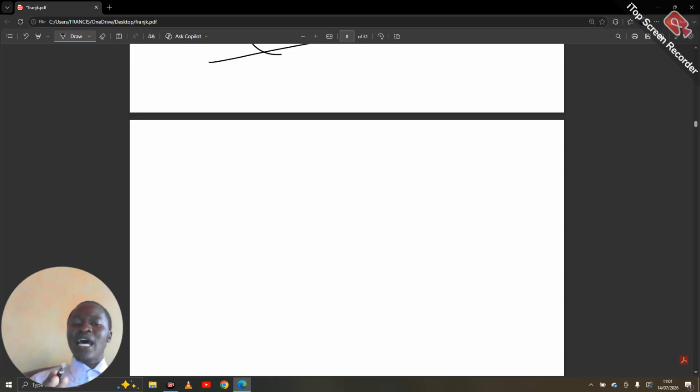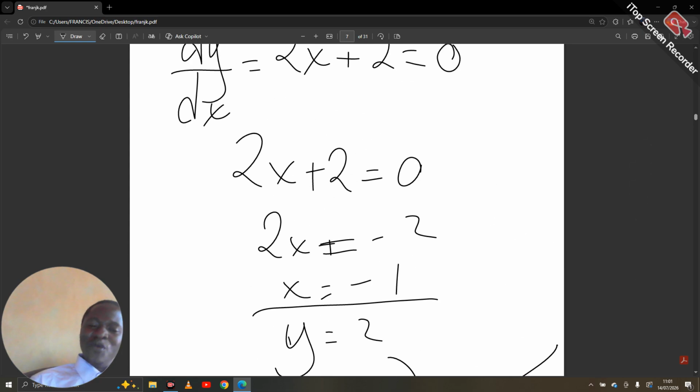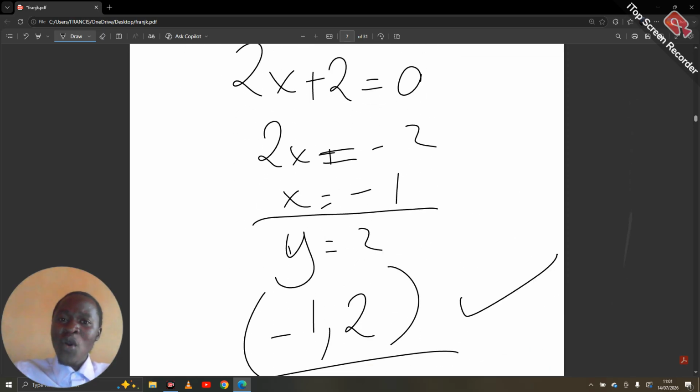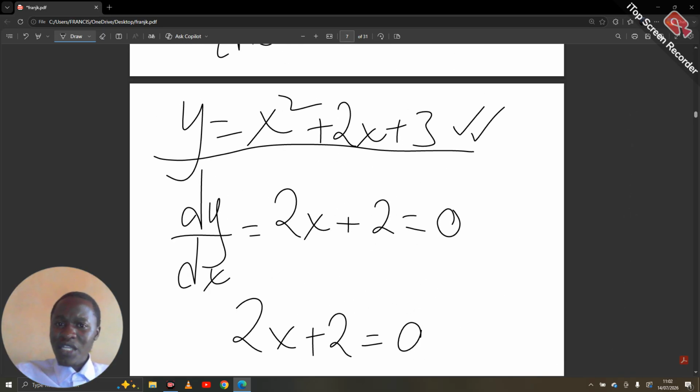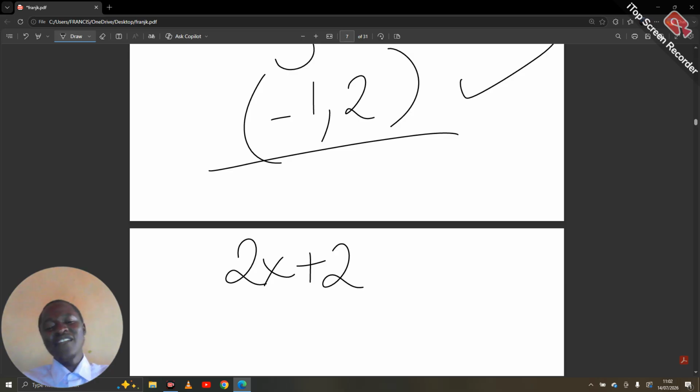So remember, to get the nature, we must go for the second derivative method. And remember, what are we differentiating? We are differentiating what had been first differentiated. And at our first differentiation, we differentiated what? We differentiated x squared plus 2x plus 3 and got 2x plus 2. So that means 2x plus 2 is what we shall differentiate a second time.